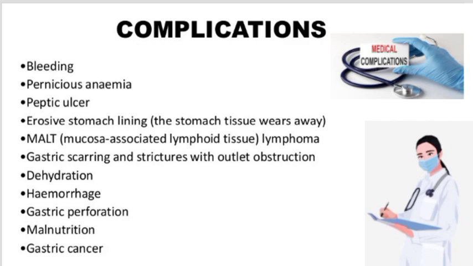Complications may include bleeding, pernicious anemia, peptic ulcer, erosive stomach lining, mucosal associated lymphoid tissue lymphoma, gastric scarring, and stricture with outlet obstruction, dehydration, hemorrhage, gastric perforation, malnutrition, gastric cancer.